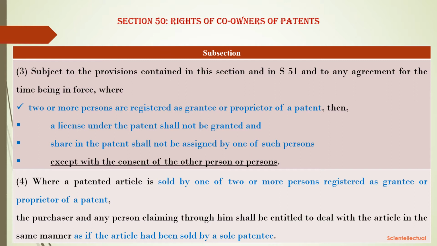Subsection 4. Where a patented article is sold by one of two or more persons registered as grantee or proprietor of the patent, the purchaser or any person claiming through him shall be entitled to deal with the article in the same manner as if the article had been sold by a sole patentee.